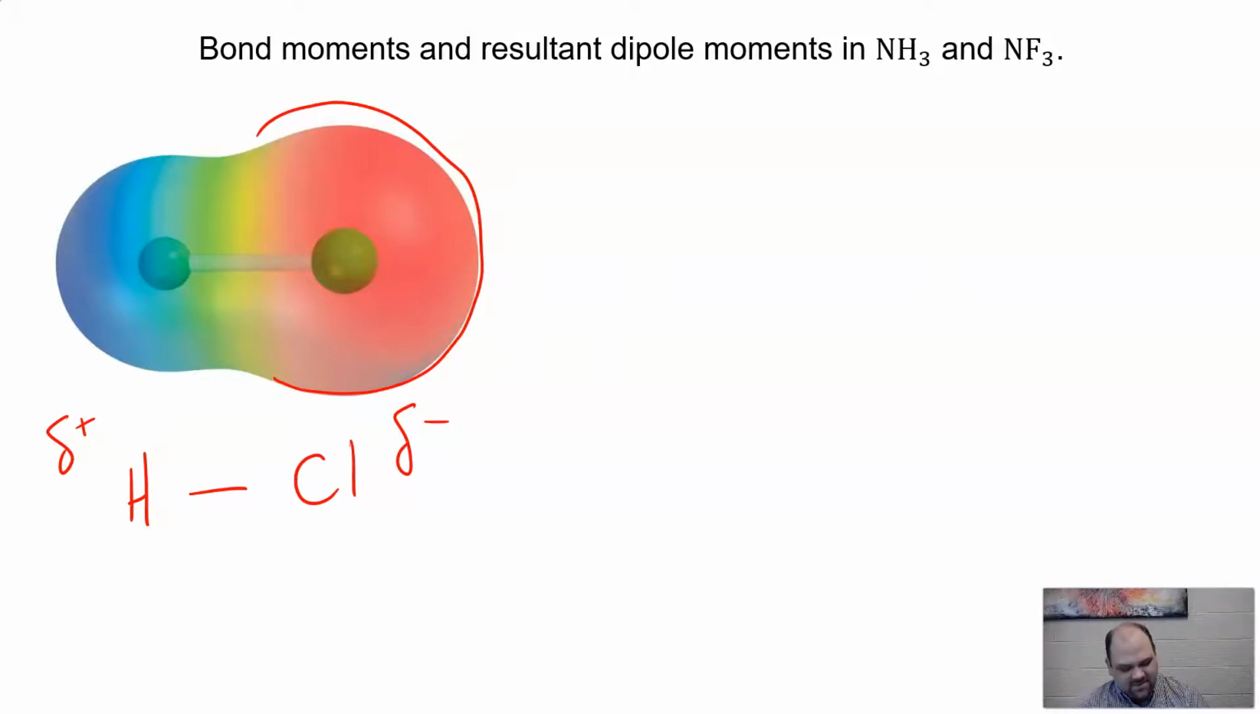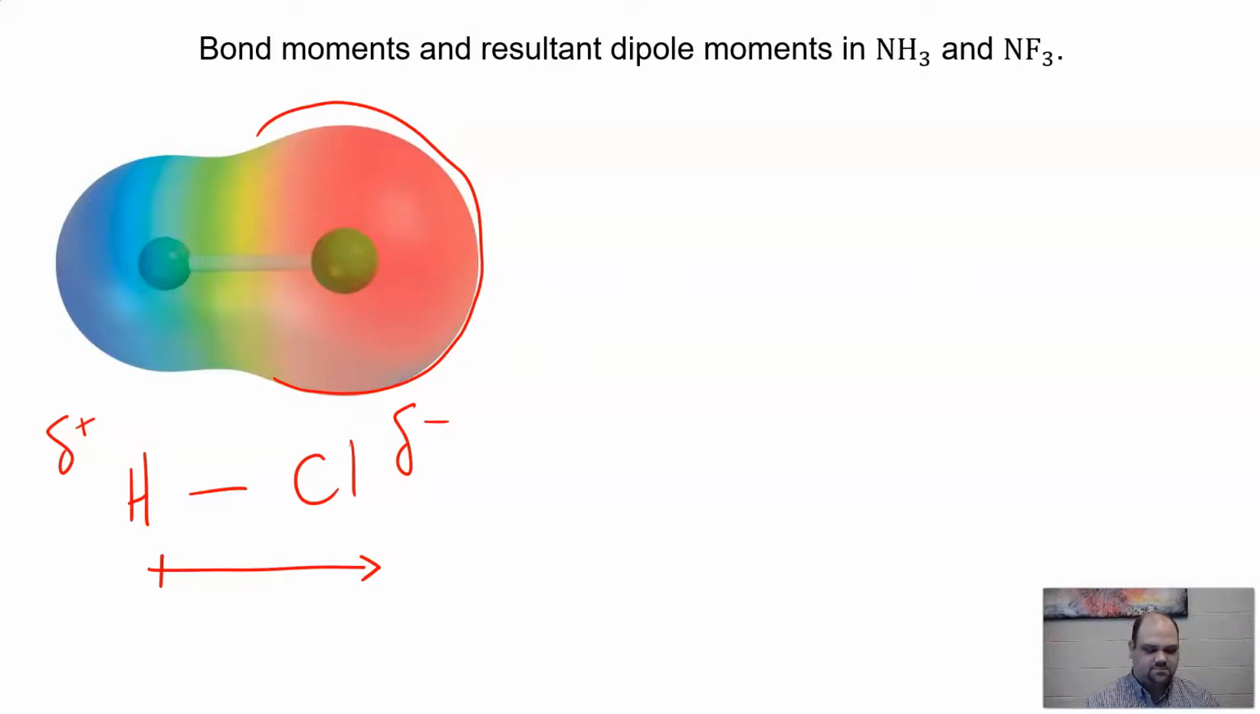Now when we draw a bond dipole, we're going to draw it from the positive side to the negative side, and we add a cross at the base of that vector. That cross tells us which end is positive, right? So we have our little positive here on the hydrogen side and our negative on the chlorine side. Let's apply that to molecules.